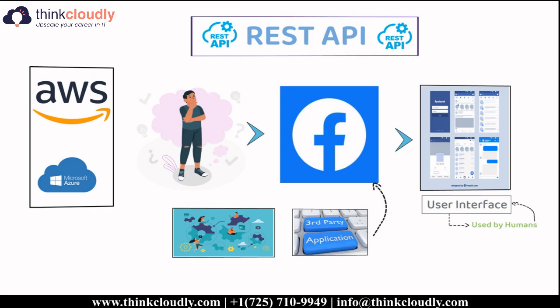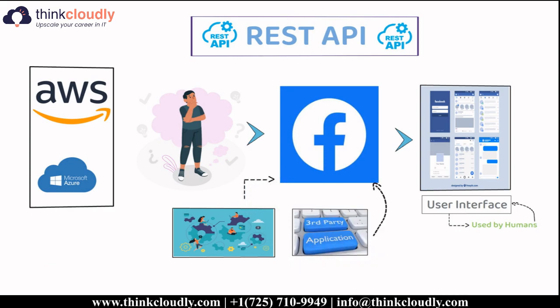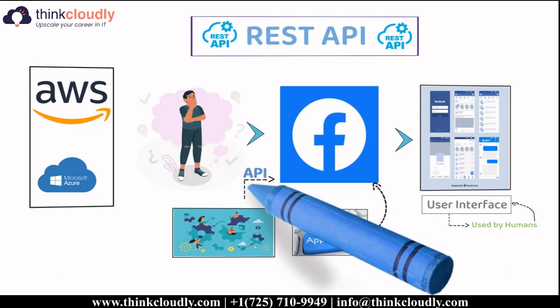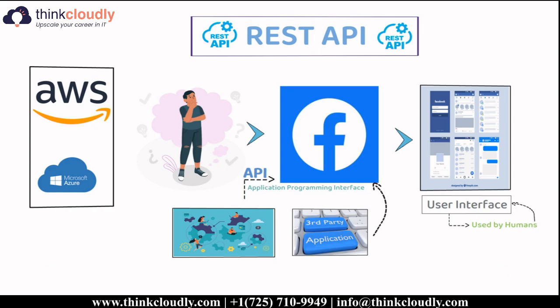For that reason, Facebook also exposed another interface, that is the API, application programming interface. This interface is meant to be used by all the different applications. The user interface is used by users, humans. However, on the other end, applications always use the API, the application programming interface, to interact with different applications.